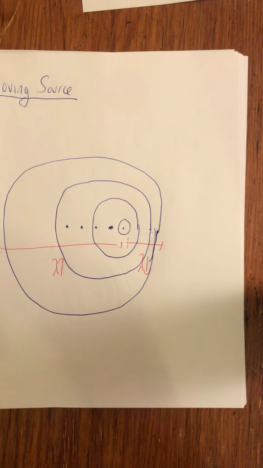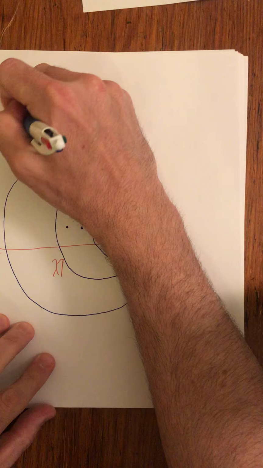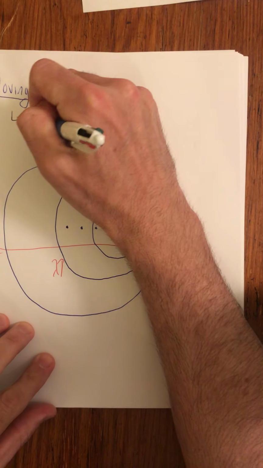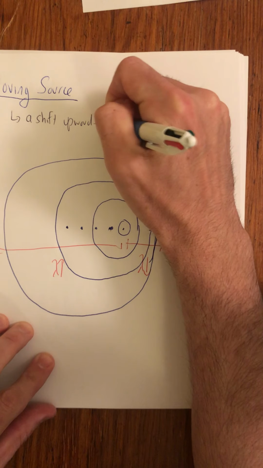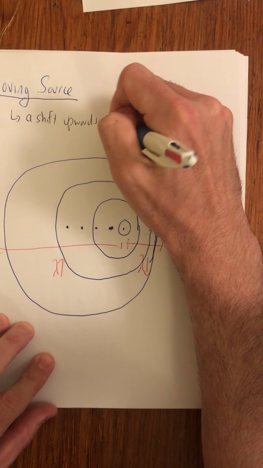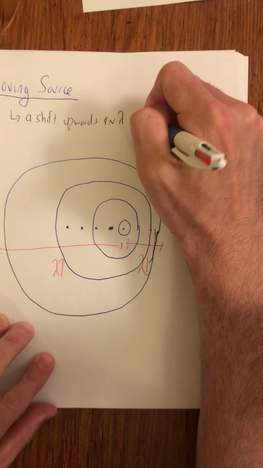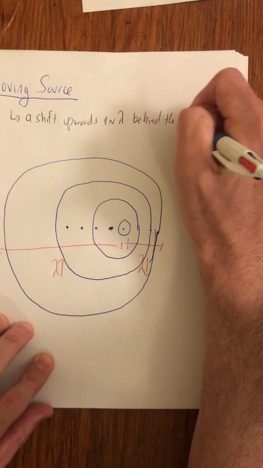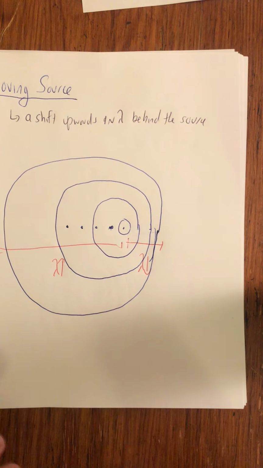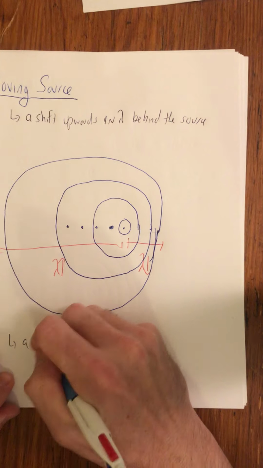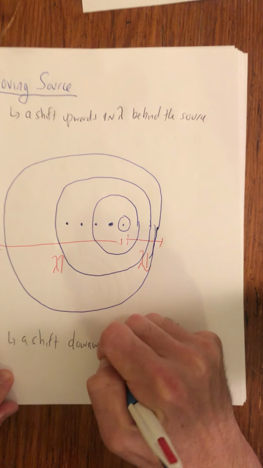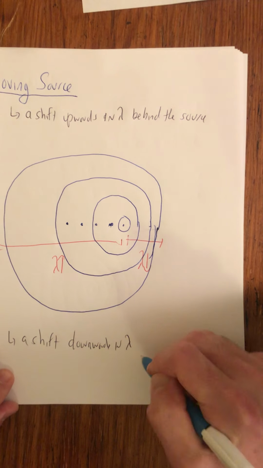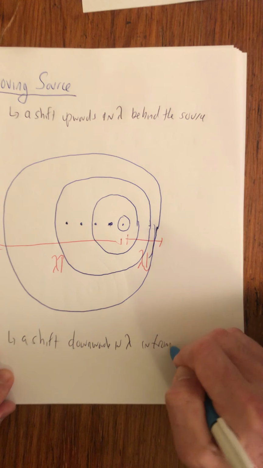So what hopefully we should have seen with a moving source is a shift upwards in wavelength behind the source from what it should have been, and a shift downwards in wavelength in front of the source.